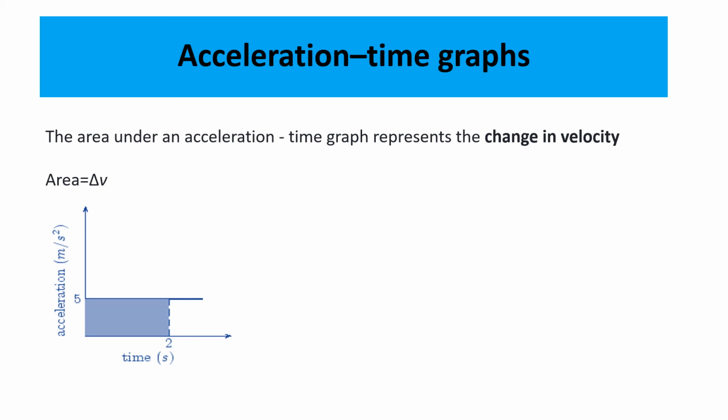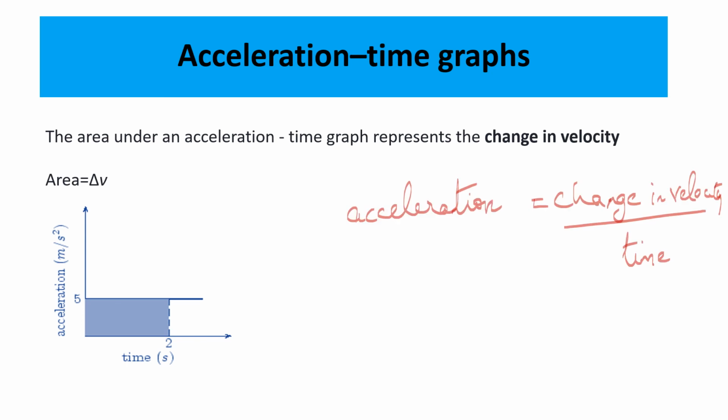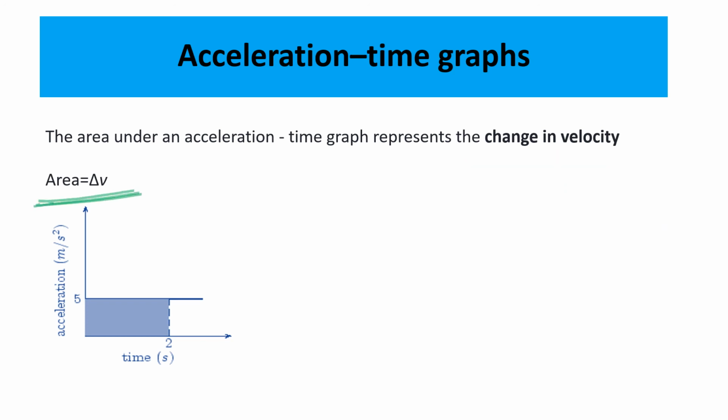The area under an acceleration time graph gives you the change in velocity. We know acceleration is equal to change in velocity by time. Area under the graph means this acceleration into time. Acceleration into time is equal to change in velocity. Therefore, area under the acceleration time graphs gives you the change in velocity. Area is equal to change in velocity. Delta V represents the change in velocity.